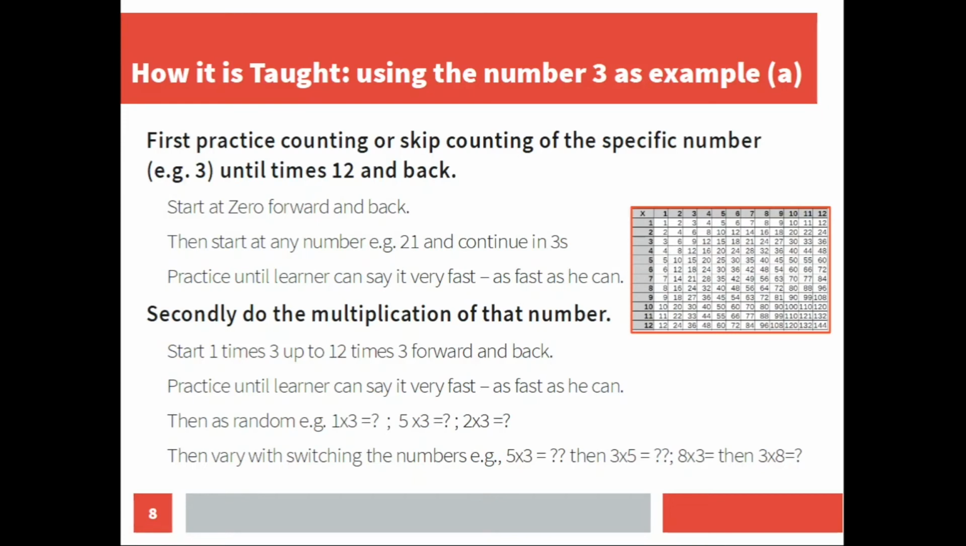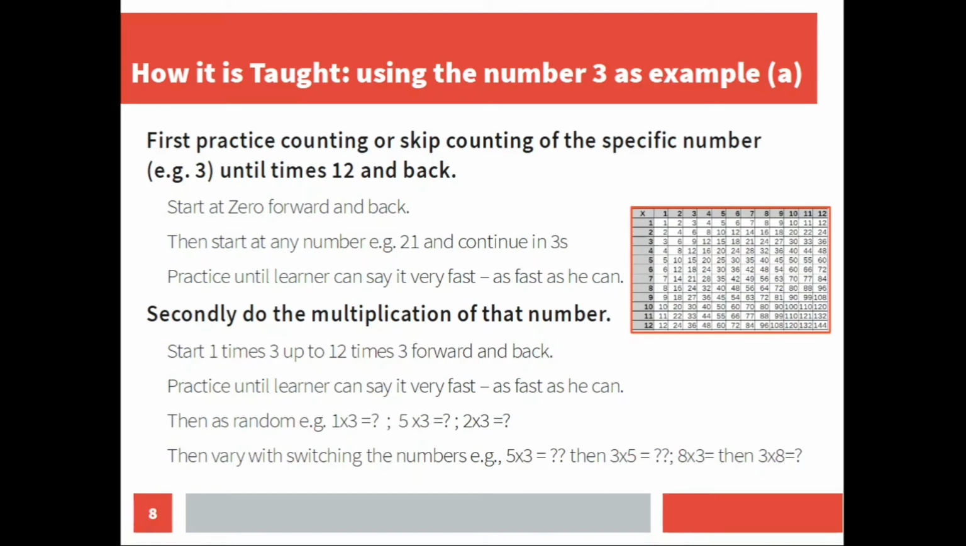1 times 3 as a rhythm. 1 times 3 is 3. 2 times 3 is 6. 3 times 3 is 9. And until the child knows it, and then very fast as he can. 1 times 3 is 3, 2 times 3 is 6, 3 times 3 is 9, 4 times 3 is 12, 5 times 3 is 15. As fast as he can.